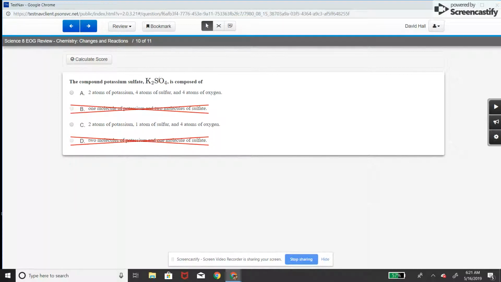How many sulfurs do we see? There's only 1 sulfur. There's no number attached to it. If there's no number, we assume it's a 1. So 2 potassium we know is right. 4 sulfur, no. That can't be right. So the last one should tell us 2 potassiums, check. 1 atom of sulfur, check. 4 atoms of oxygen. That is correct. Done.